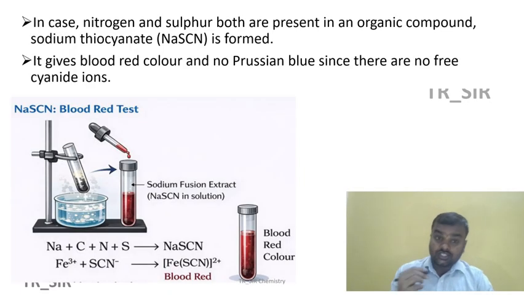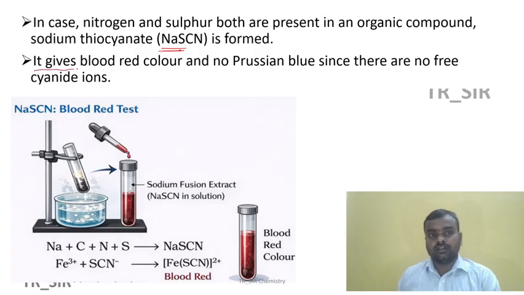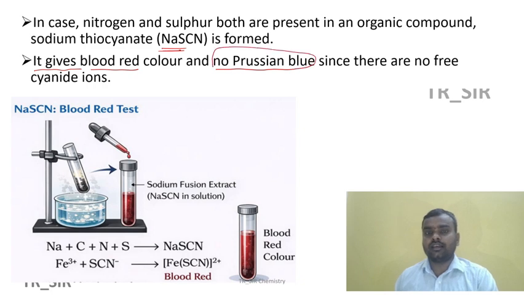Now, in case both sulfur and nitrogen are available, we will be getting sodium thiocyanate forming. And it will be the blood red color, but no Prussian blue since there are no free cyanide ions present. Prussian blue will come when there is only CN available. But here, SCN, thiocyanate is present. So blood red color will be coming.